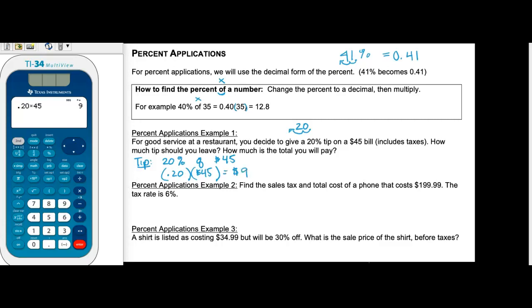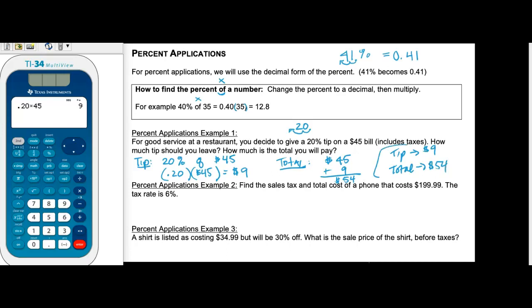Okay, then next we're going to find the total. We've got the tip, now we want to find the total that we're going to pay. Our bill was $45, so I'm going to take $45 and add 9 to that, and we get a total of $54. So we have our tip of $9 and our total of $54.